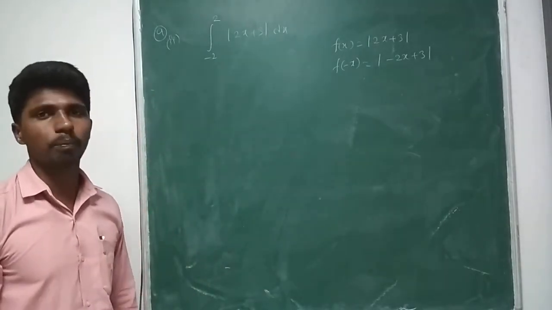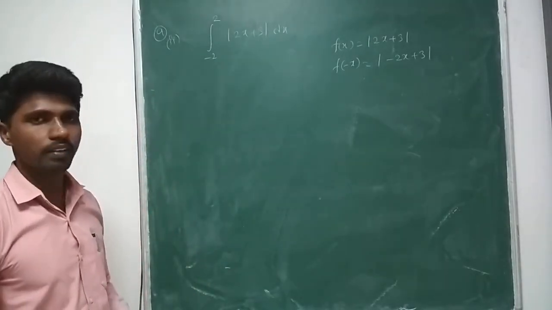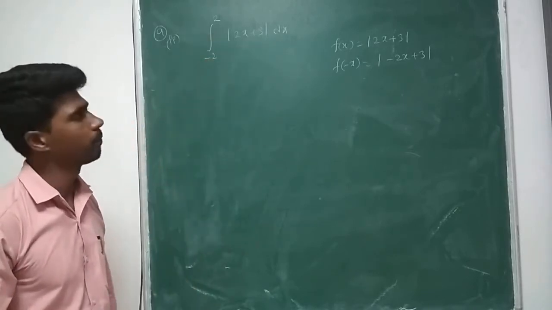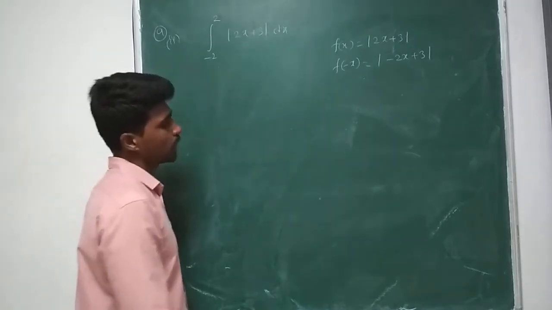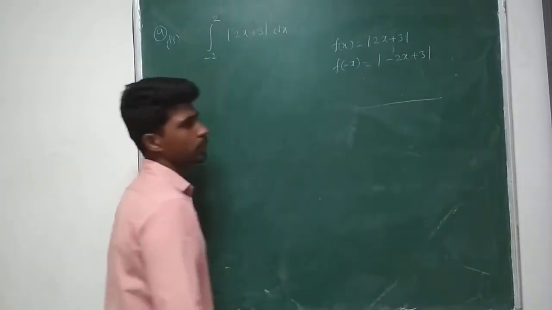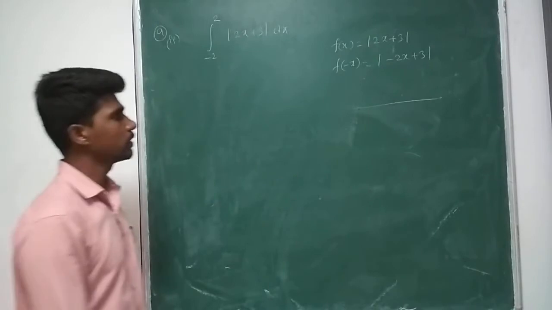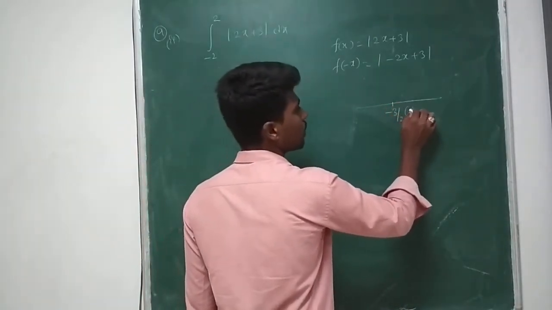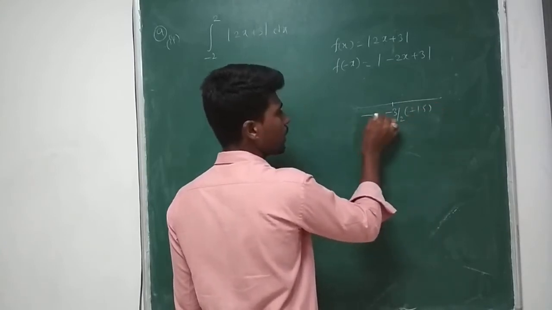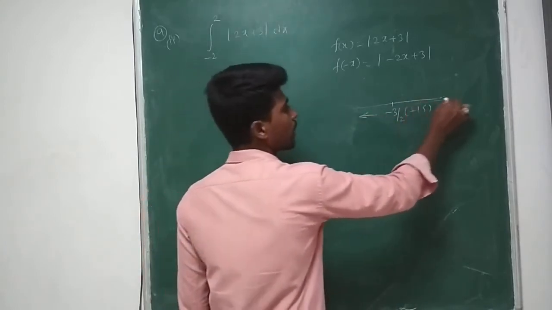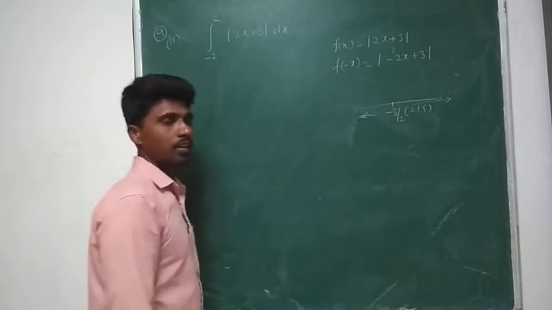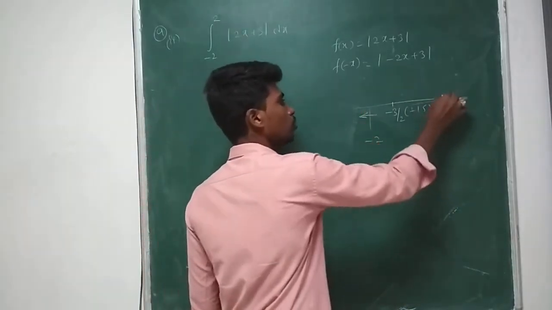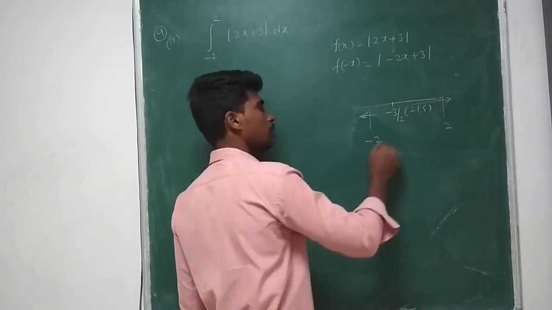So that property I cannot apply. Then I just split the given interval with the help of the turning point. So what is the turning point? 2x plus 3 equal to 0. So x is equal to minus 3 by 2, which is nothing but minus 1.5. So minus 1.5 is the left side and right side. And the given integral is from minus 2 to 2, which lies in between this.